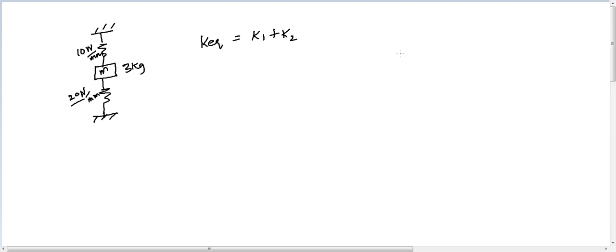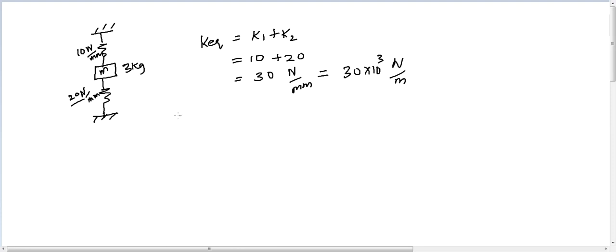This is not actually series. This configuration is actually making the K equivalent stronger, not weaker. Don't confuse. This is not the series case. It is the parallel case. So K equivalent is 10 plus 20, which is 30 newtons per mm. This also can be written as 30 into 10 cube newton per meter.